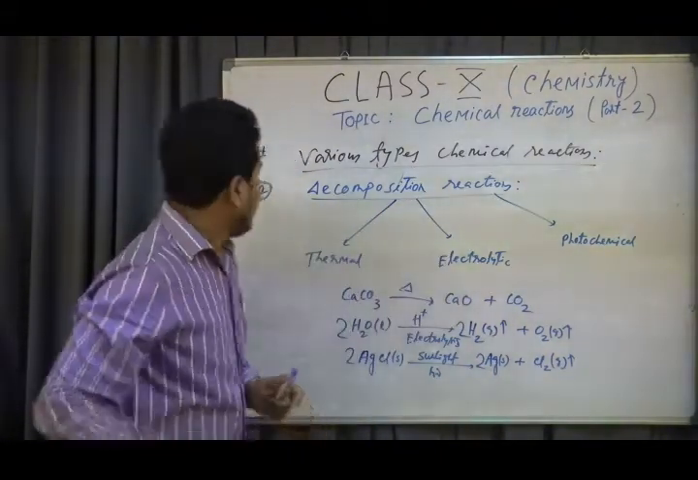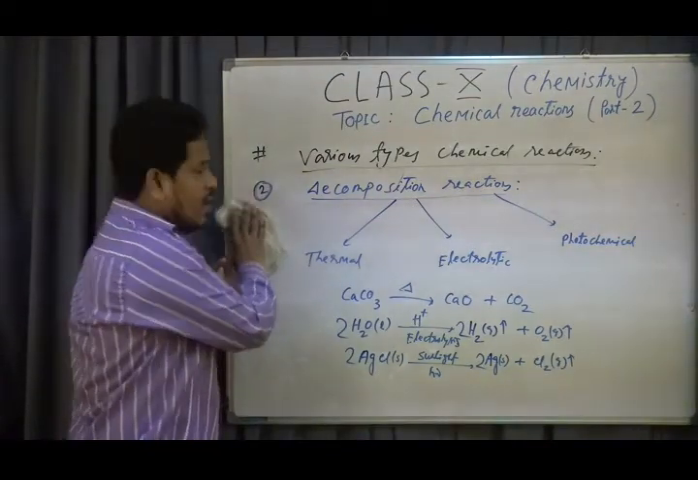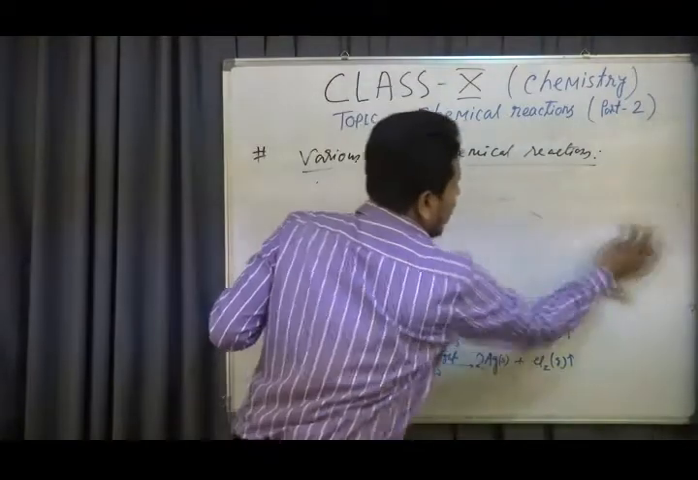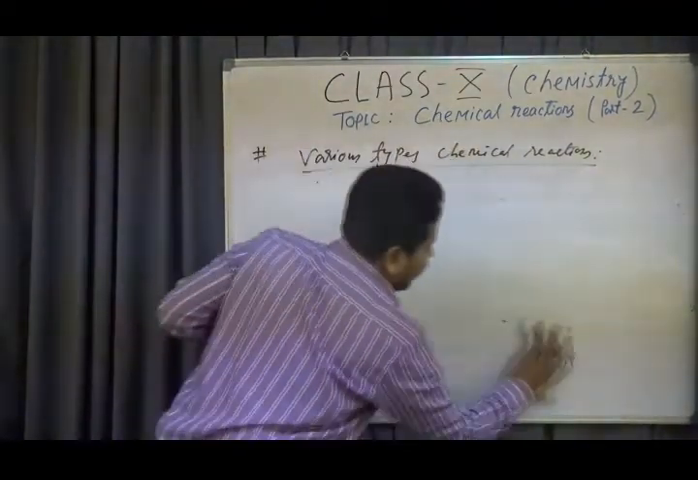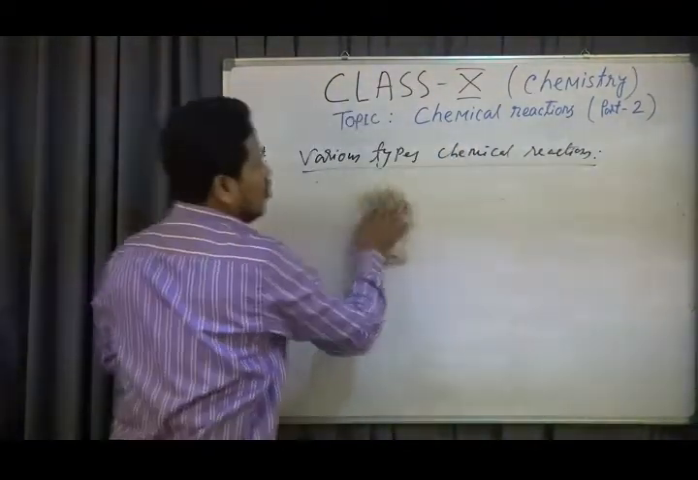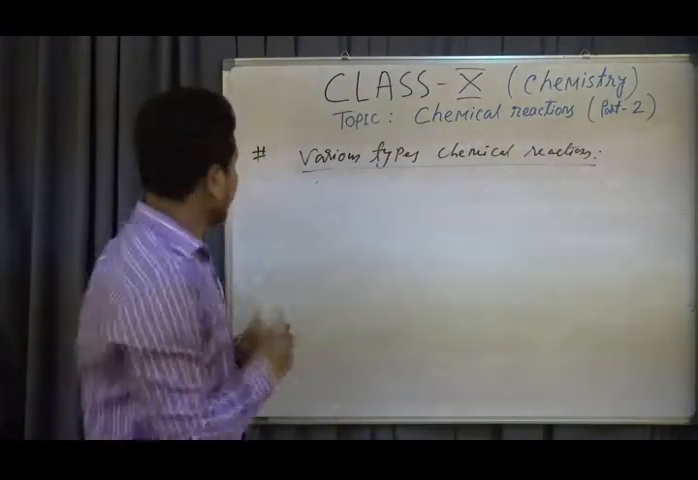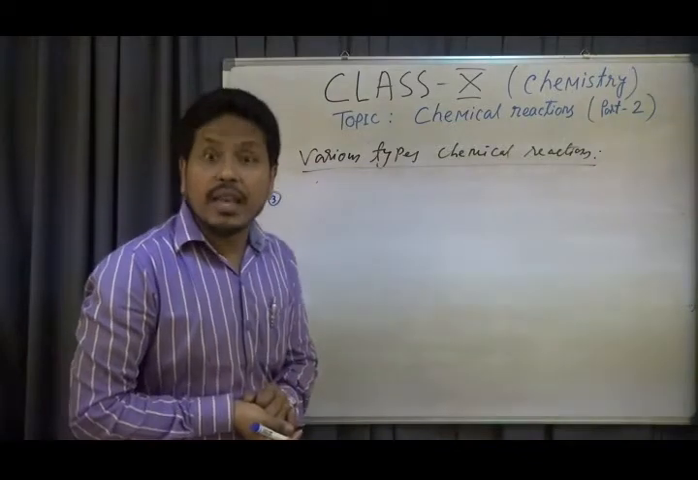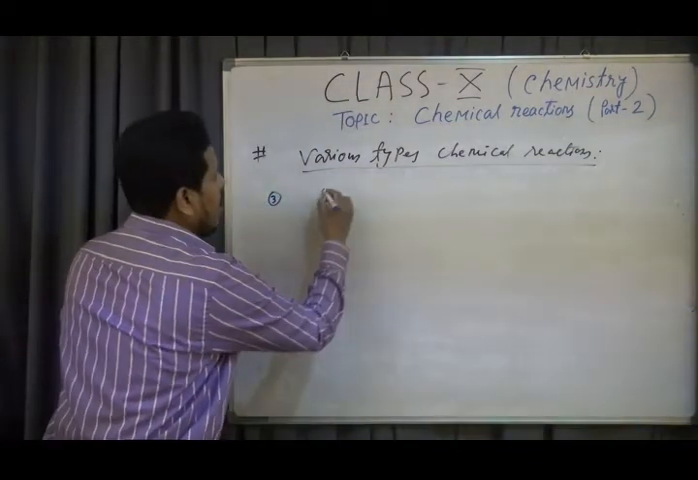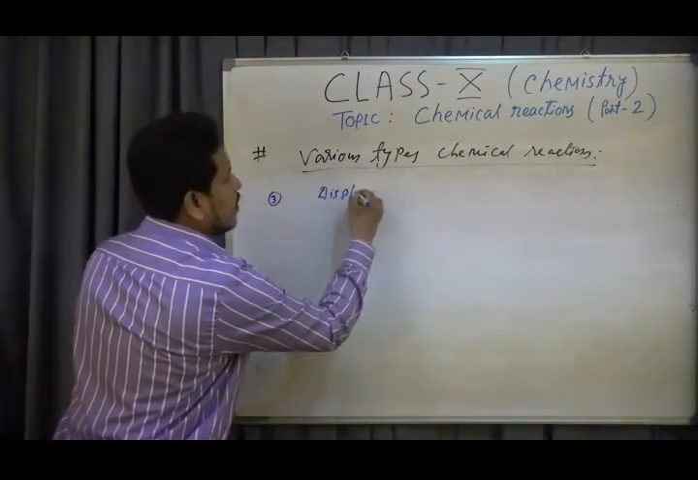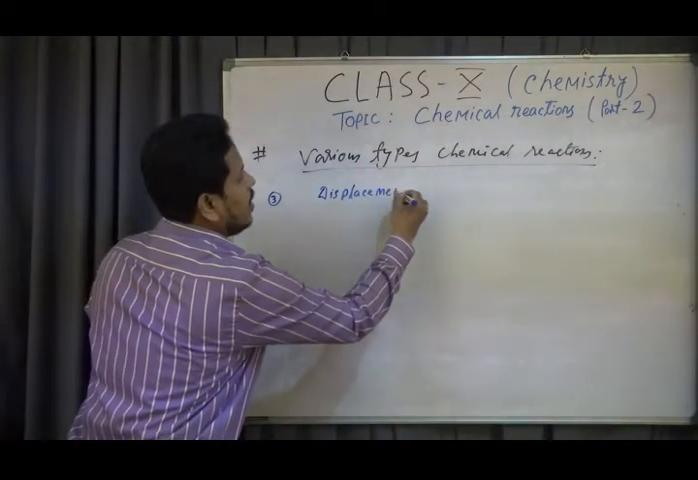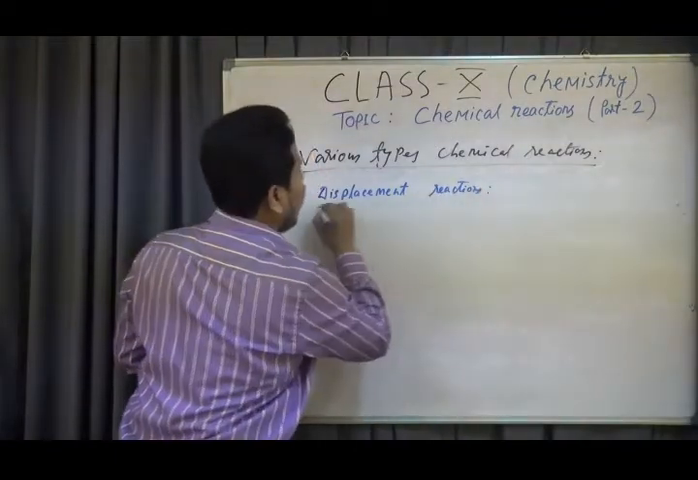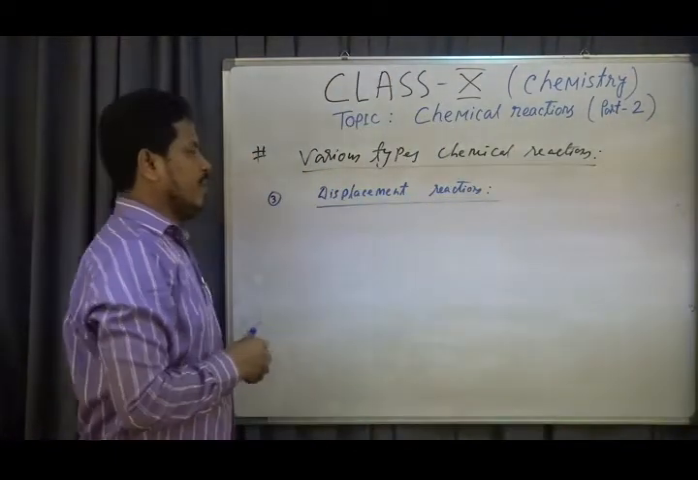Okay, my dear students, second type of chemical reaction is over. I hope you all understand about decomposition and combination reaction, which are reverse to each other, my dear students. Number 3, third type of chemical reaction included in your syllabus is displacement reaction. My dear students, displacement reactions. What is displacement reaction?